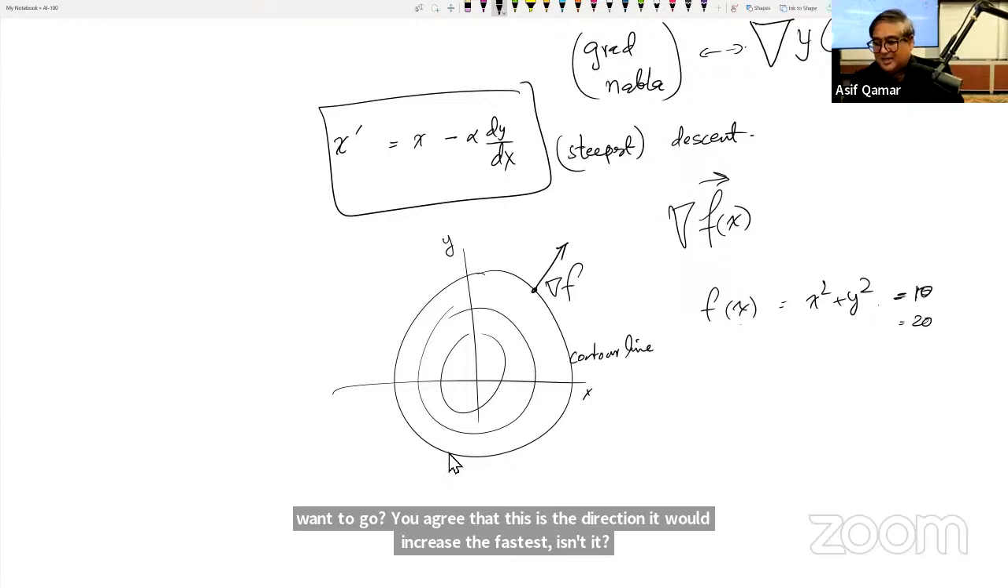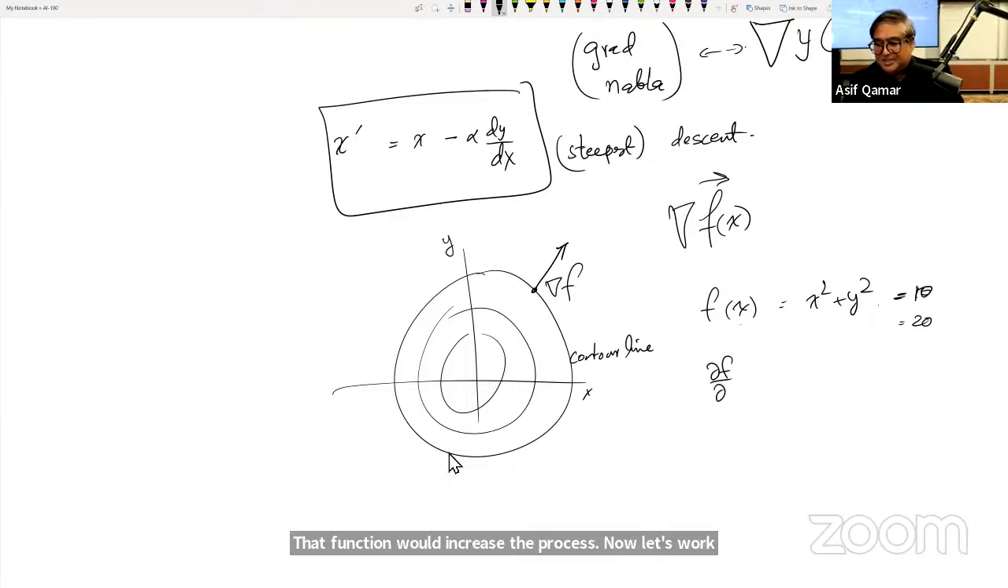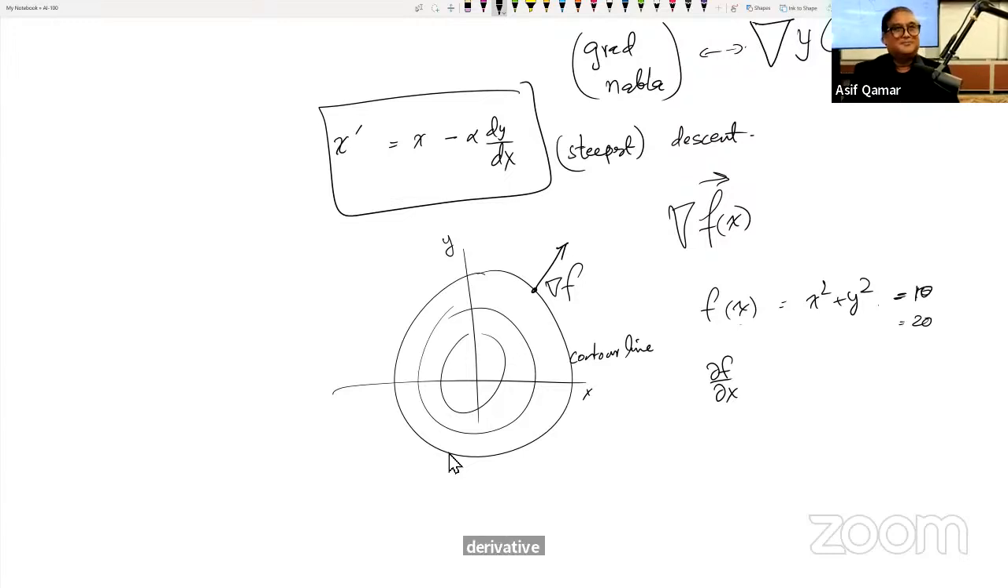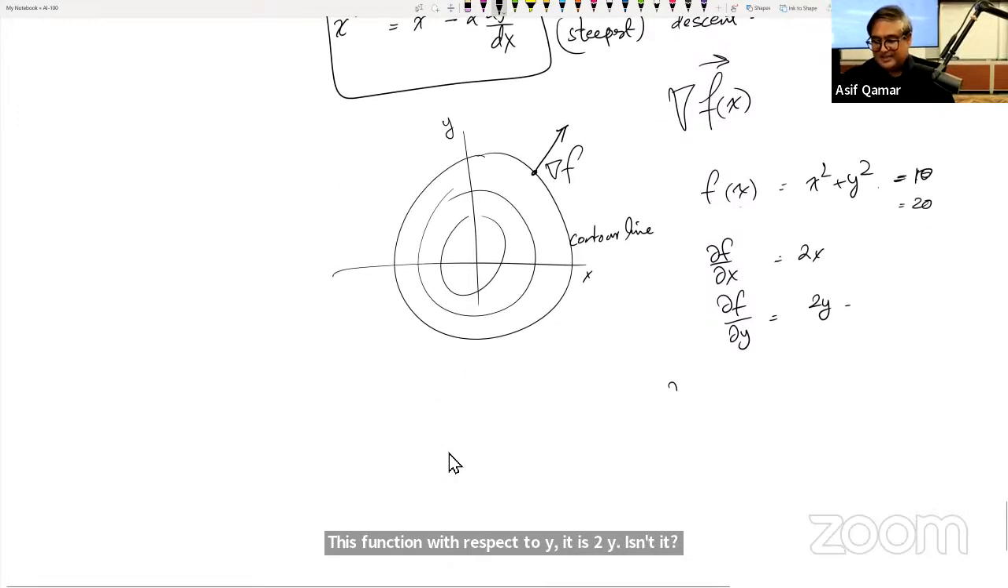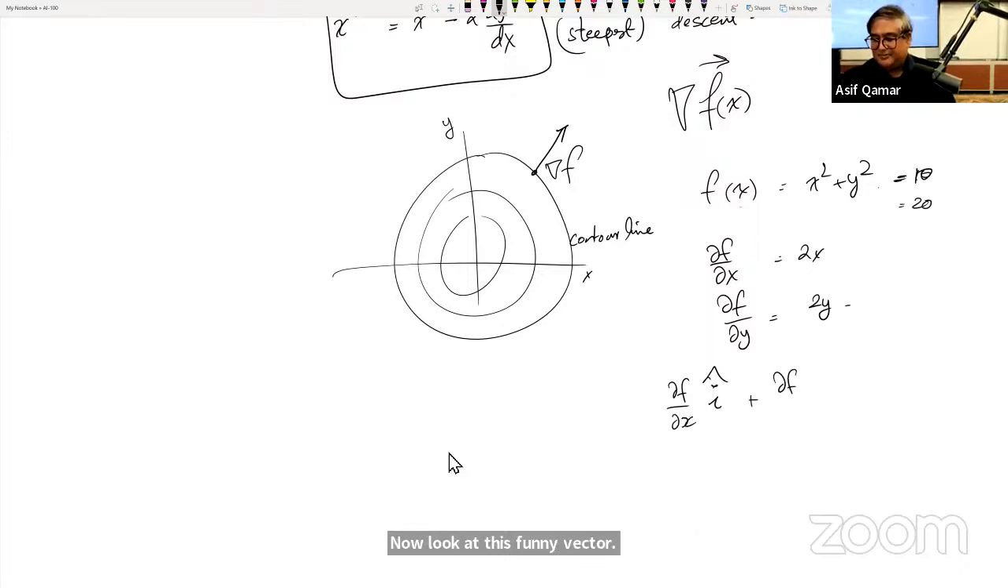Now, let's work it out. If this function is there, its partial derivative with respect to x: what is a partial derivative? It is to pretend that y is constant. It is equal to 2x. What is the derivative of the function with respect to y? It is 2y, isn't it? Now, look at this funny vector, df/dx i plus df/dy j. You must have encountered vectors i, j in high school. What does it look like? It looks like 2x i plus 2y j.